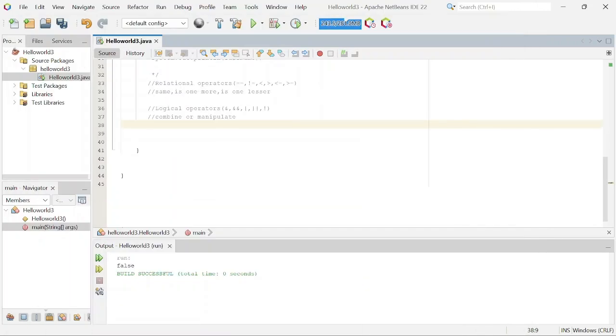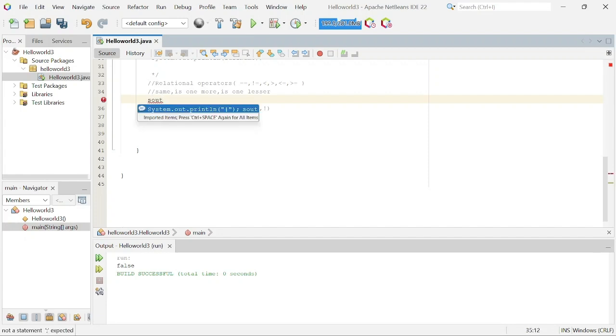Hello guys, so now I'm gonna talk about relational operators. So what are relational operators? It's kind of simple. As you can see here, these are examples of relational operators. If you have studied maths, you're already familiar with everything here. Let's just get into it.